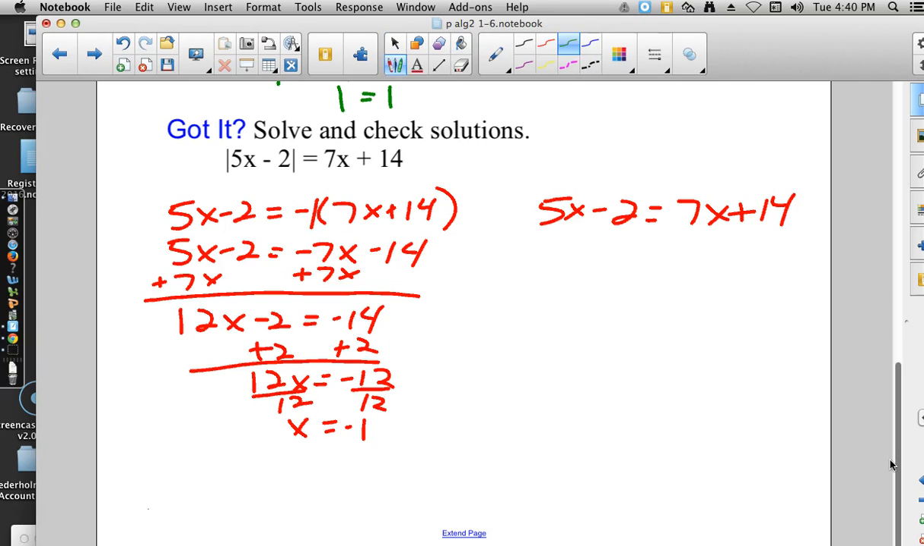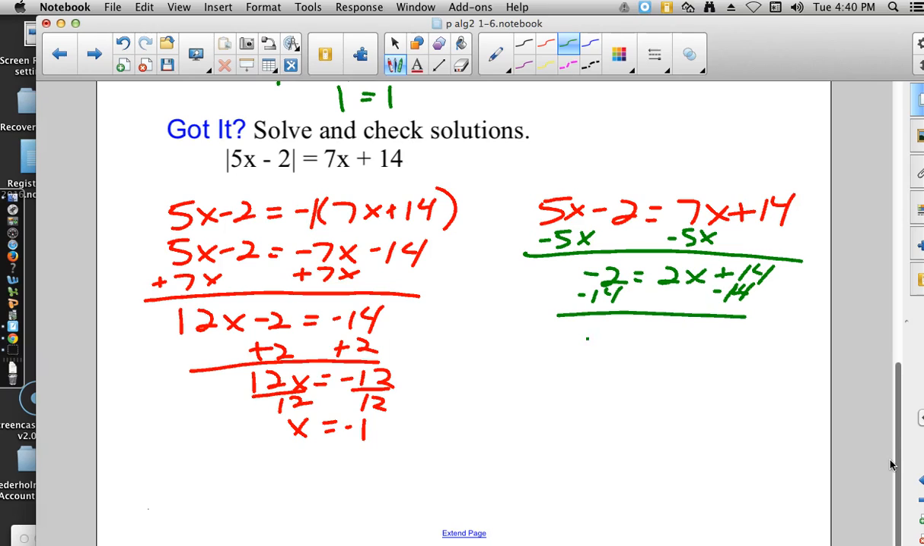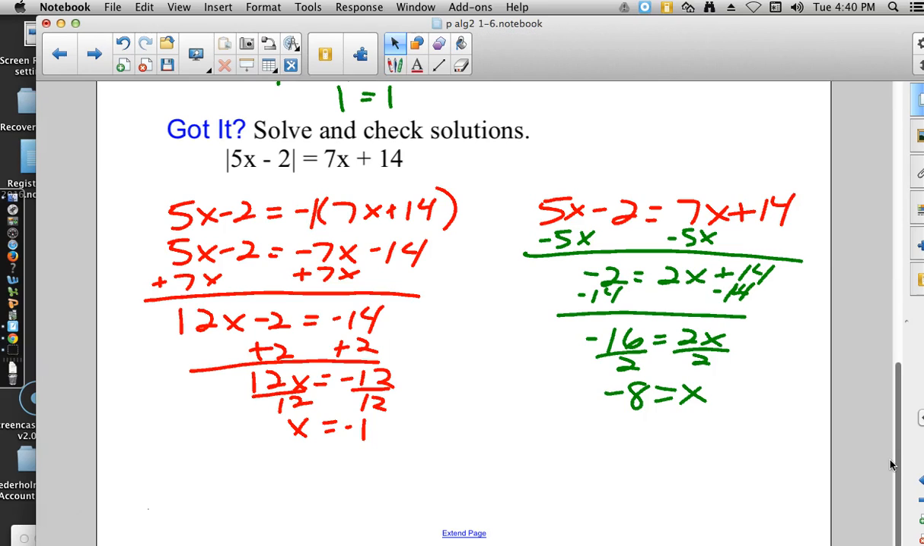Second one, we're going to go ahead and subtract 5x from both sides because that's the smaller x value. So negative 2 equals 2x plus 14. And then we'll subtract the 14 from both sides. So negative 16 equals 2x. And we divide by 2. And x equals negative 8. Now, we better check those out. We better plug those back in.